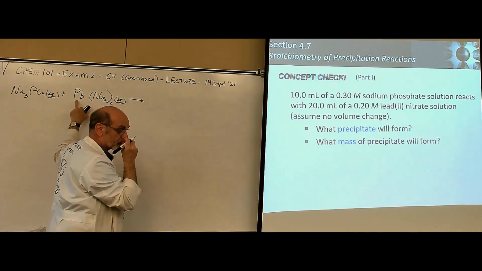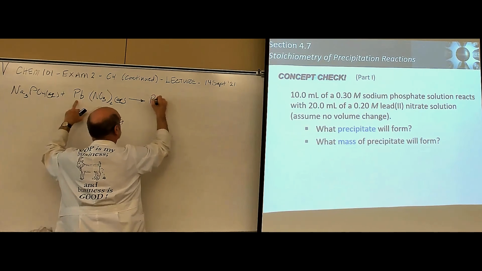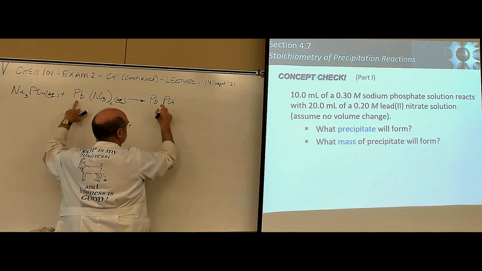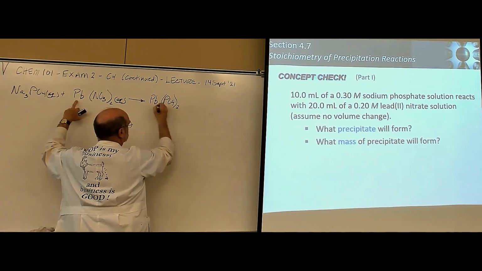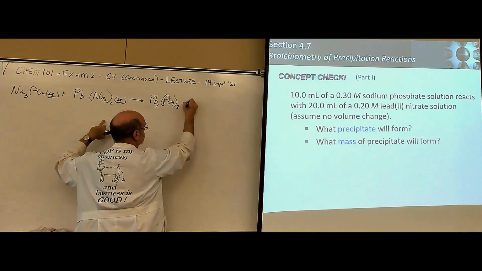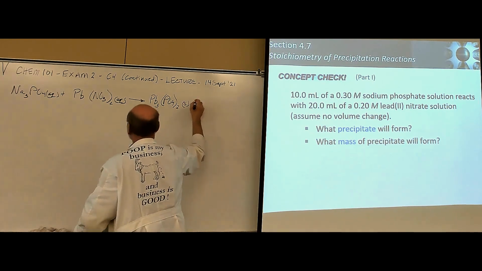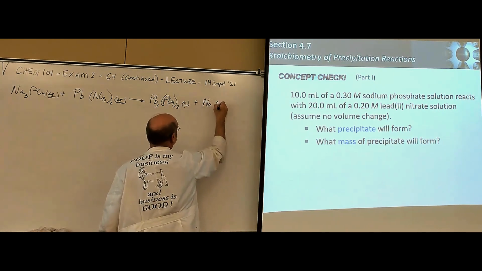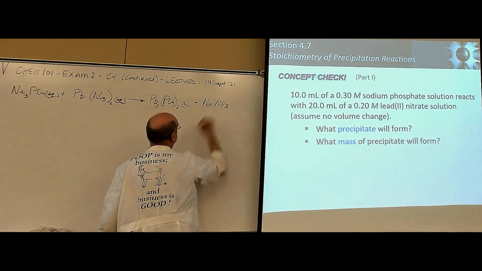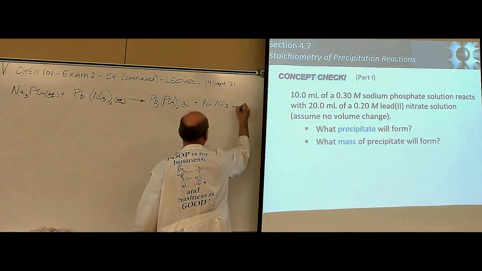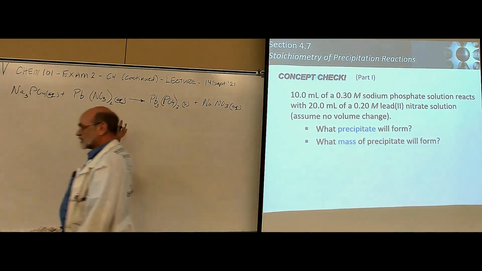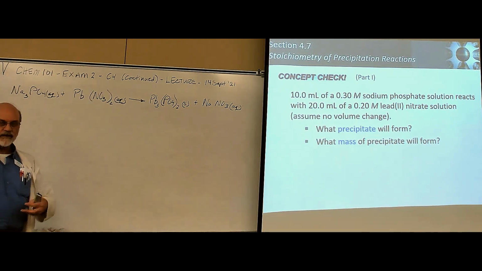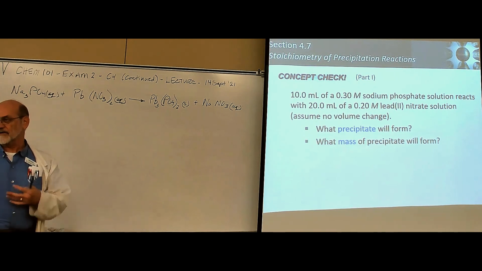And if you look at your chart, you'll find that this one, 2 plus, 3 minus, like that, is the solid. And then the other is sodium nitrate, and that's still in solution. So these sodium, these nitrate ions are spectators. They're just there. If they do anything, all they do is influence the ionic strength of the solution. That's it.